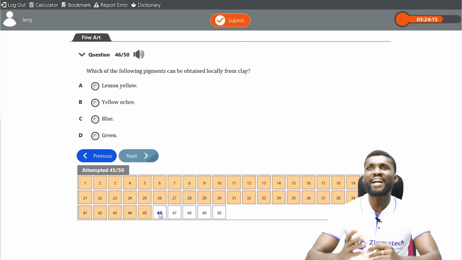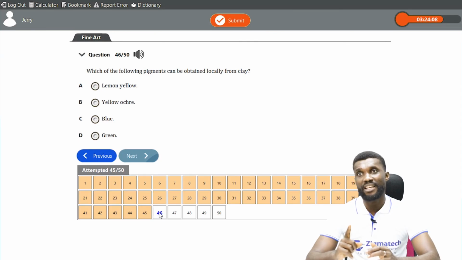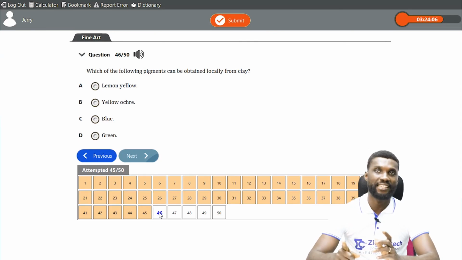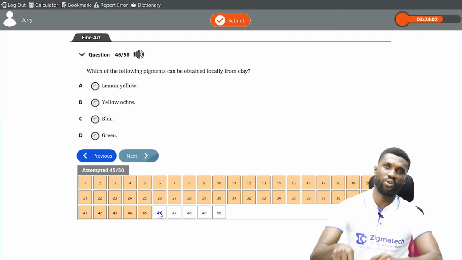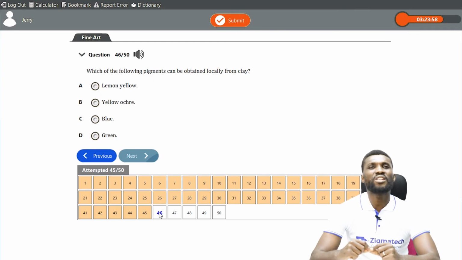So they say, where can you get this pigment? Which of the following pigments can be obtained locally from clay? Now they're asking you the color. Which of the colors can be obtained locally from clay? Now A. Now what is the color of a clay?